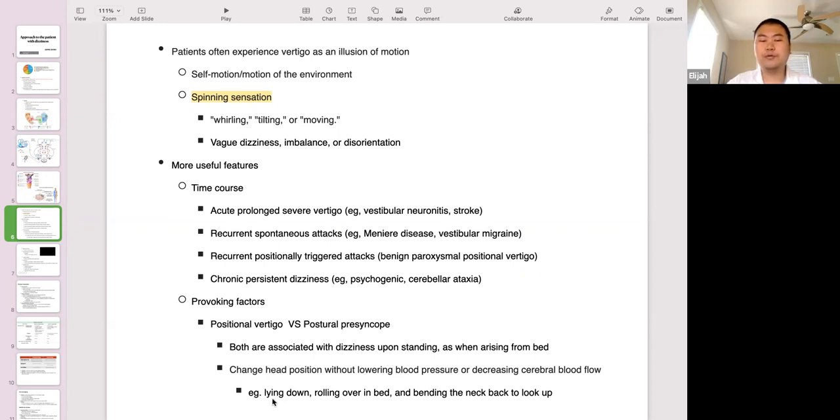So for example, you can let the patient lie down, roll over in bed, and bend the neck back to look up. You can see nystagmus. But for postural presyncope, often the patient needs to get up, because when the patient gets up, the lowering blood pressure or decreased cerebral flow makes the patient dizzy. So this is different. You can change position on the bed, and then there's nystagmus or vertigo. You can see it's positional vertigo.